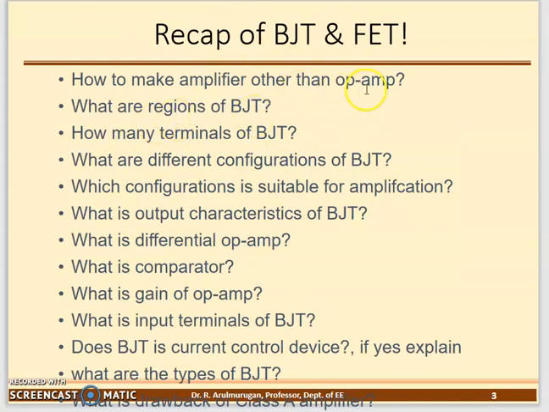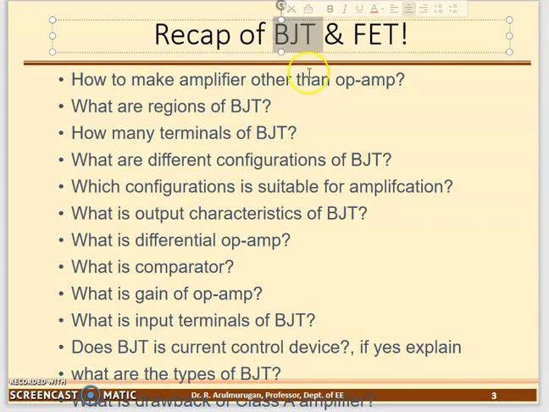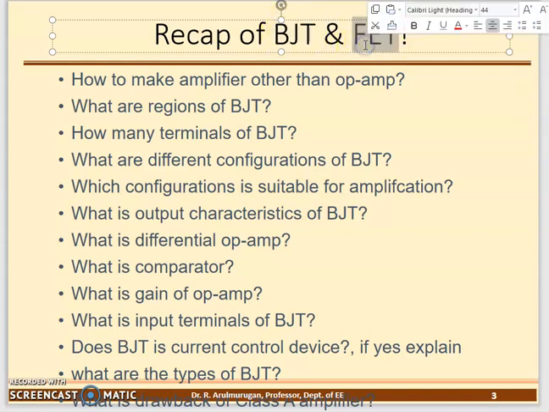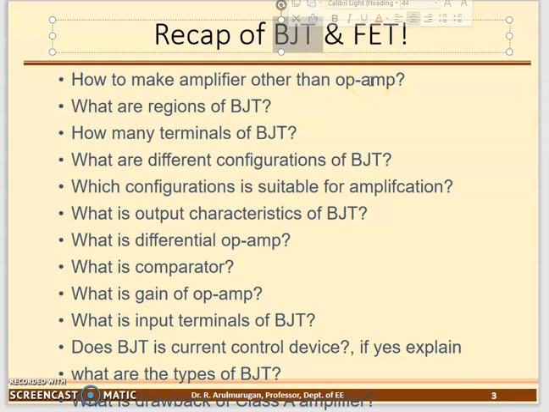Other than an op amp, how to make the amplifier? You can take a BJT or FET device. This is called a transistor. The power transistor is called FET, and then BJT, bipolar junction transistor. This device is used for amplification. How is it possible? Here for the BJT, what are the different regions?